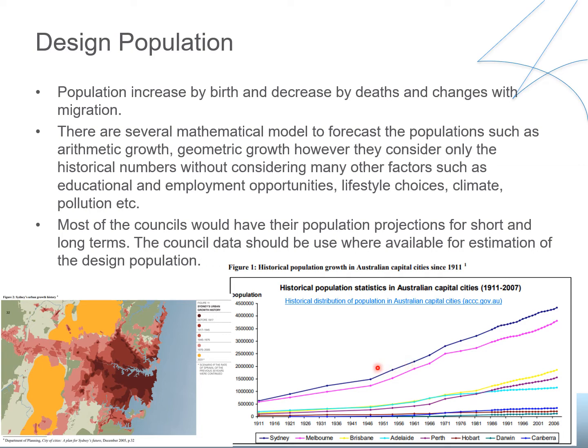So the point is, it's not only the past trends of the population, but you also need to look at the other factors. Now, if you are a design engineer designing any water infrastructure, you will get the population projection from the local councils. They would have a short and long-term population forecast, and you can use that information in your design.